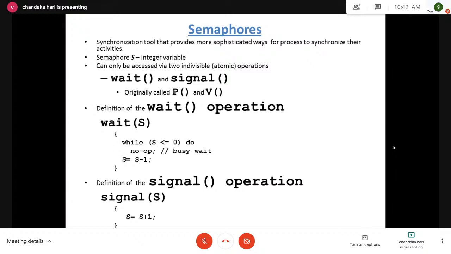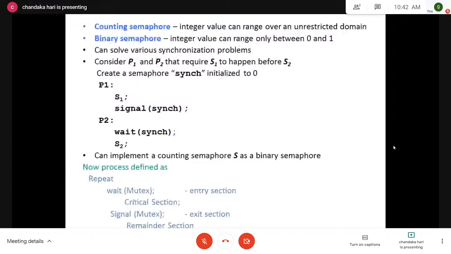Now, this particular semaphore has only two values, 1 or 0. 1 means it is free, and 0 means it is already locked. A semaphore where the value lies between 0 and 1 is called a binary semaphore.